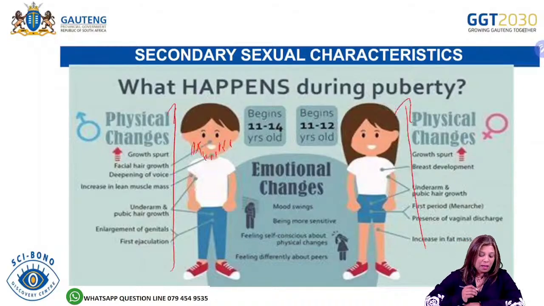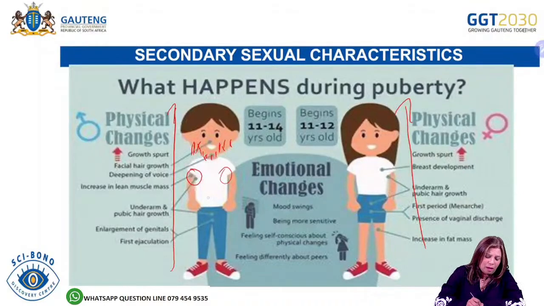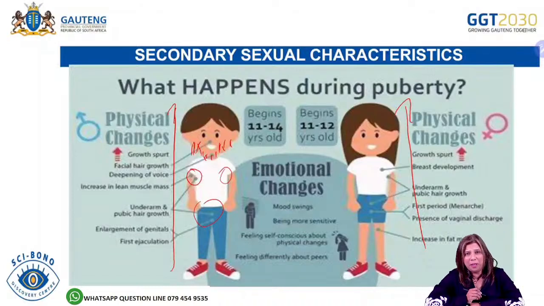Okay, so then we have underarm hair growth. We have pubic hair. So we have hair growing in all sorts of places. And then we have the enlargement of the genital organs. Obviously, if you're growing bigger, every organ of your body, every part of your body is going to grow as well. Okay, we've learned that in mitosis. So let's move over to the female side of it.